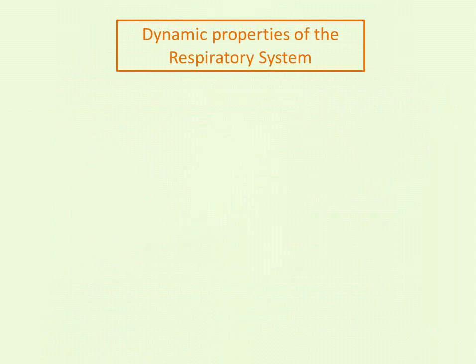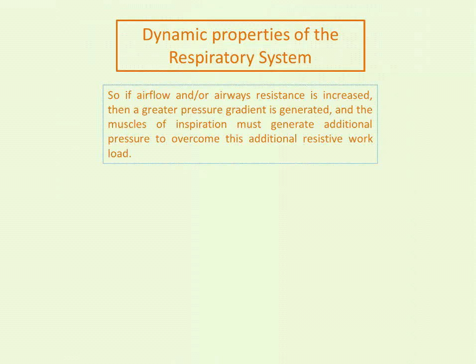So talking a little bit about the dynamic properties of the respiratory system, if airflow resistance is increased, so I picture an asthmatic or a chronic bronchitic or somebody with a large upper airway mass, we can imagine that if this resistance is increased, then a greater pressure gradient must be generated by the muscles of respiration to overcome this additional resistive workload.